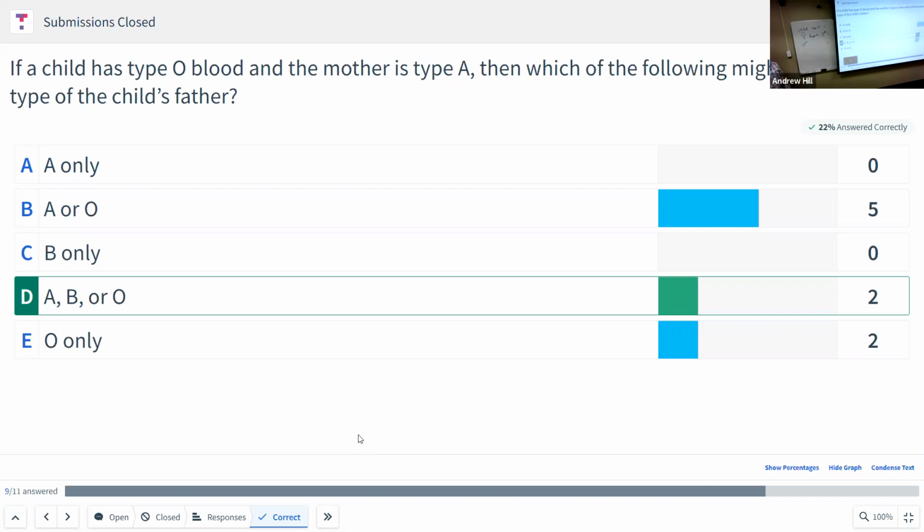Now what kind of blood type does the father have? It could be anything, because he could have been this, or this, or he could have been this. So this is the gamete, and this is his genotype. So this would be type A blood, type B blood, or O blood. Okay, does that make sense to people? All right, let's go on.